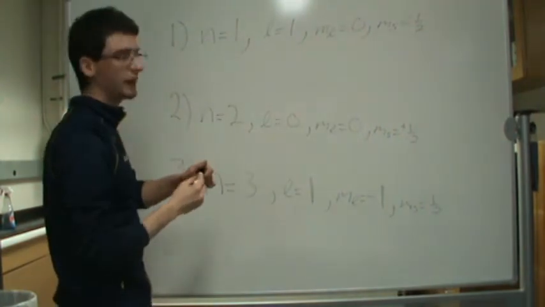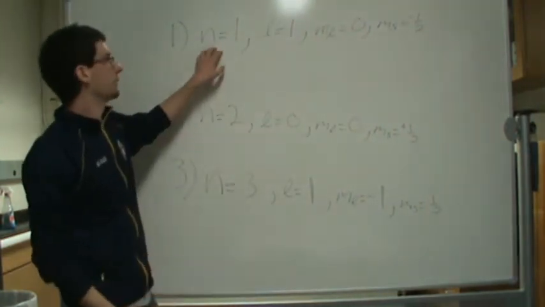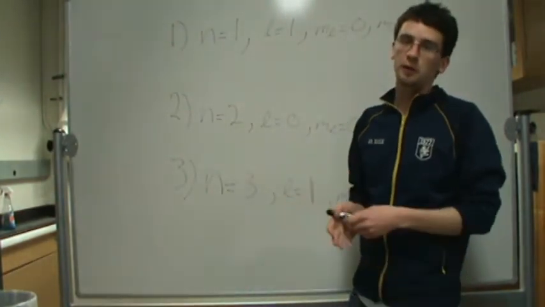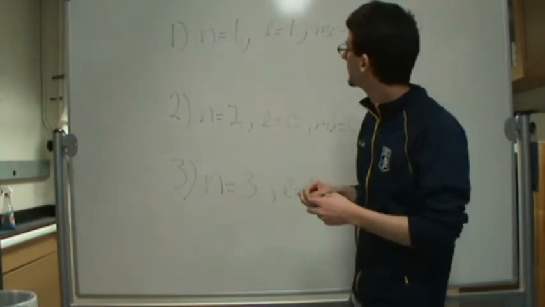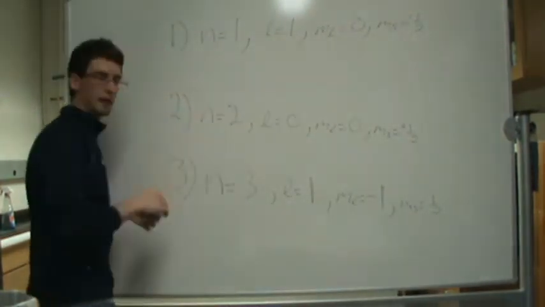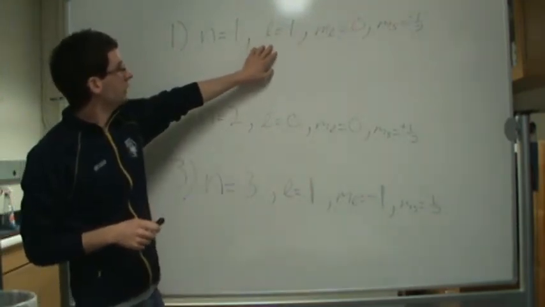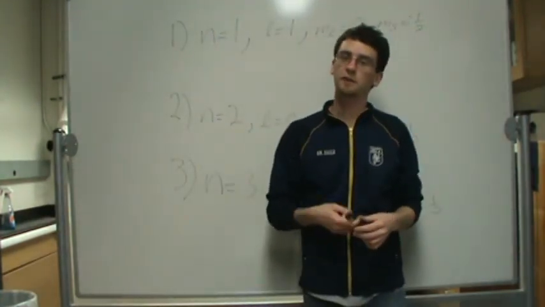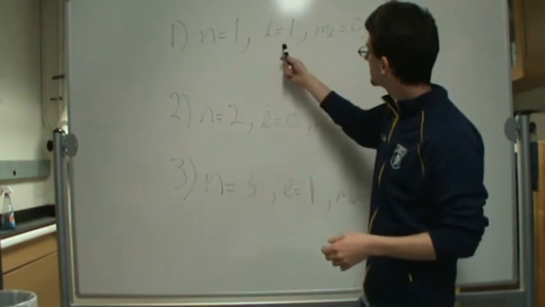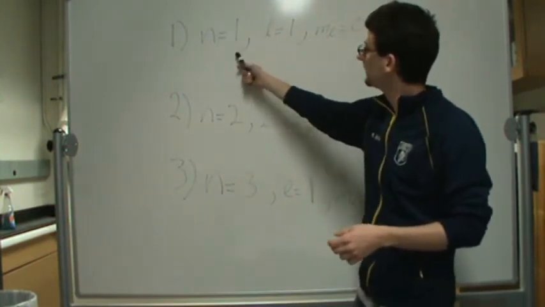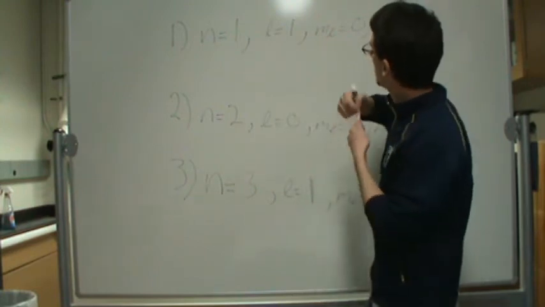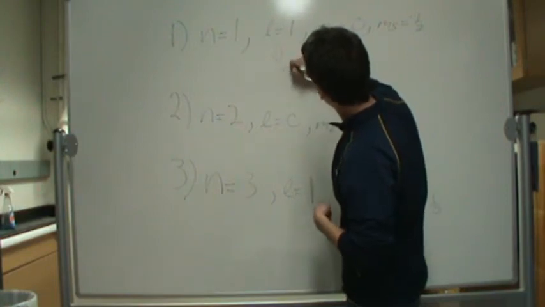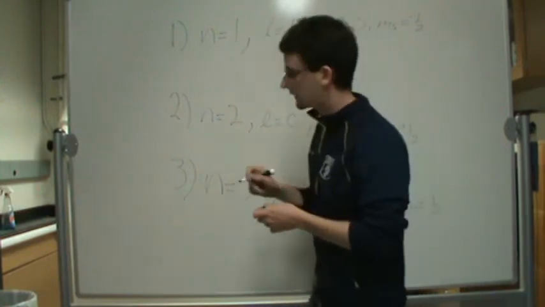Alright, in case 1, we have a principal quantum number of n equal to 1. This is possible. The principal quantum number can take any number from 1 to infinity. Next, we have L, our angular quantum number. This value is 1 in this case, which is incorrect because L can only take on values of n minus 1 to 0. In this case, it is the same value as n. So this line is incorrect because of L.